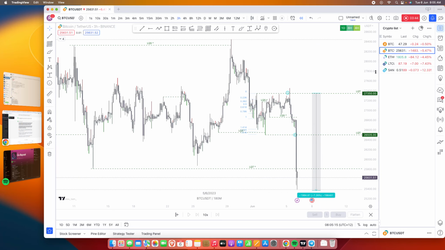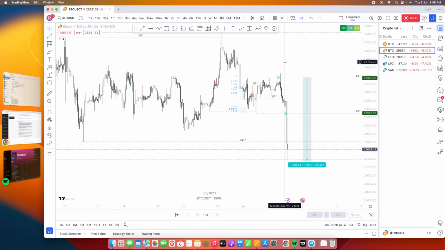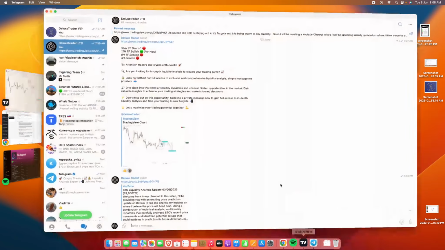And yeah, it's a very straightforward approach. It's very easy to understand. Most of my charts are going to be arrows or just price predictions, such as this.